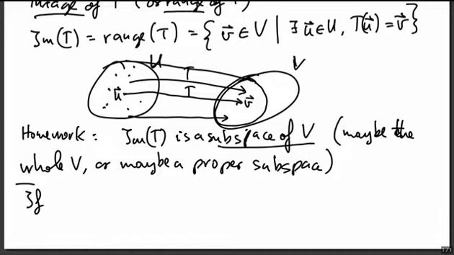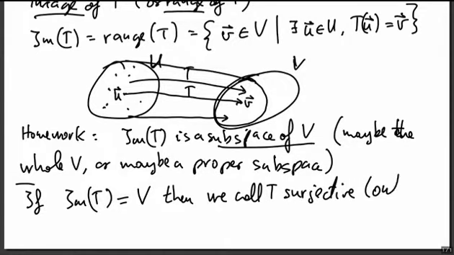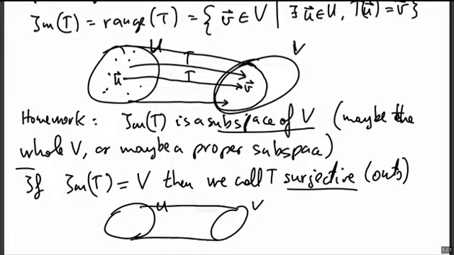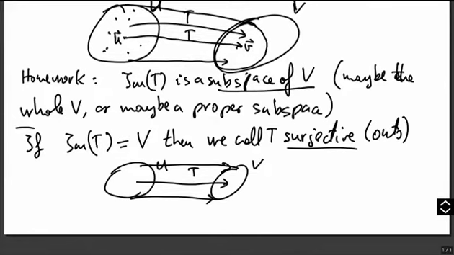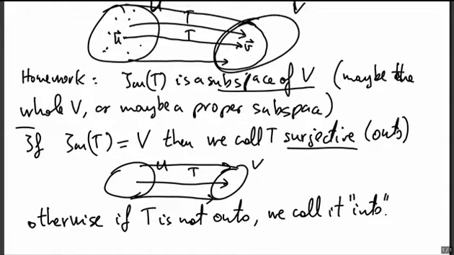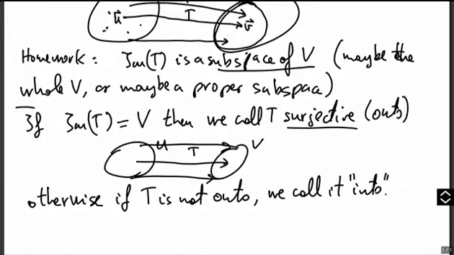If the image of the transformation equals the whole codomain, then we call T surjective or onto. So in this case the picture is that the image covers the whole vector space V. If it's not surjective, if it's not onto, then we just call it into. If T is not onto, we call it into V. Or we simply say that this is not surjective.